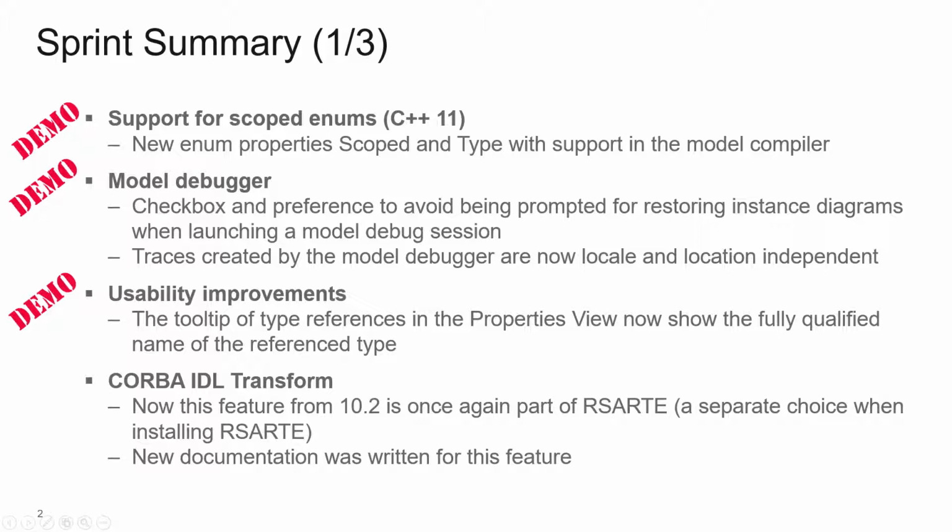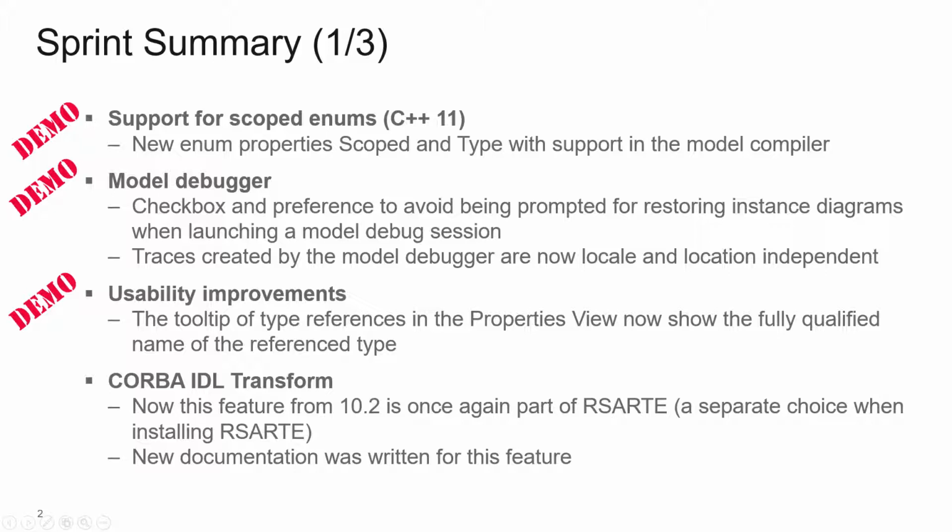We also did improvements in the model debugger. For example, there is now a new checkbox that allows you to skip being prompted for restoring session or instance diagrams when you launch a new model debug session. And we also improved the format of our trace files to make them easier to move from one computer to another. And then we did a usability improvement in the property view that makes it easier to see the fully qualified name of a type that you have referenced, for example, a type of an attribute.